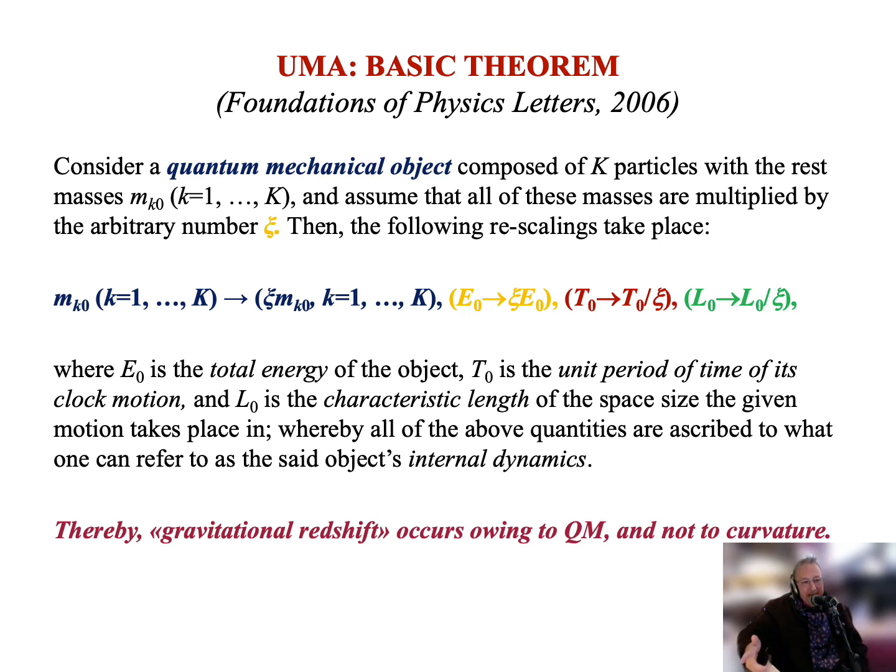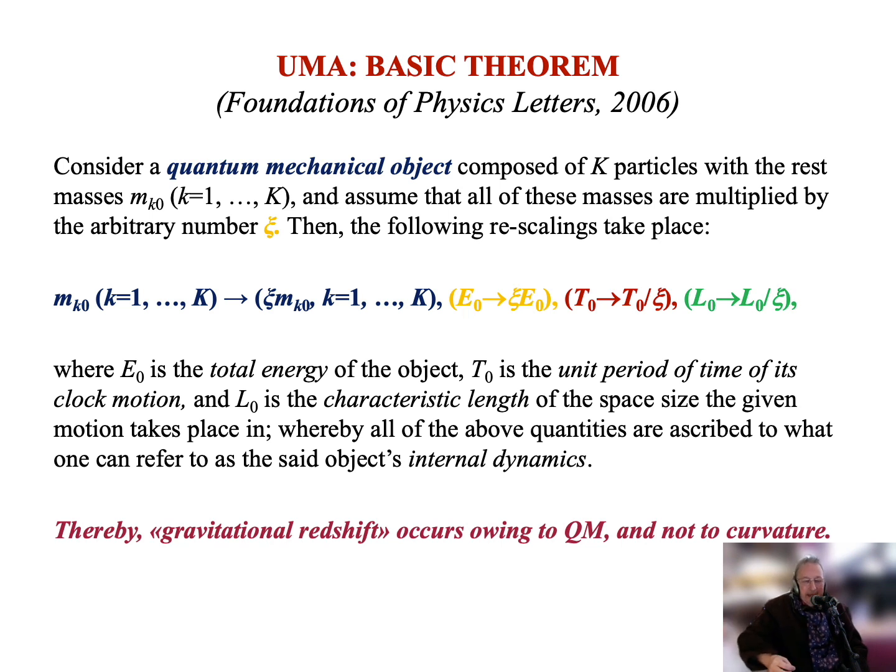So if m sub k0, k extending from 1 to capital K, is transformed into psi times m sub k0, k extending from 1 to capital K, then the eigenvalue E sub 0 of the initial quantum mechanical description is transformed into psi E sub 0. Thus, the period of time associated with the internal dynamics of the object of concern is transformed into T sub 0 divided by psi, and the size of the space the entity of concern is structured in is transformed, L sub 0 is transformed to L sub 0 divided by psi.